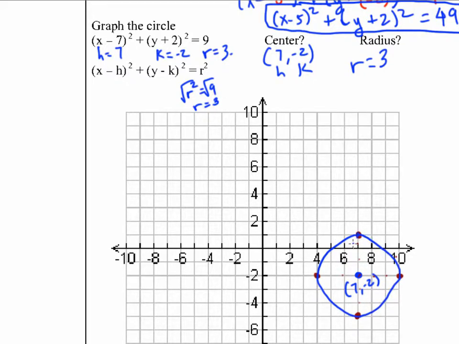There we go. So we've got our circle with the center at 7, negative 2, and our radius, r, doesn't matter which direction, r equals 3. If we go this way, r equals 3. You don't have to draw this, but basically just go up, down, left, and right in the amount of the radius.